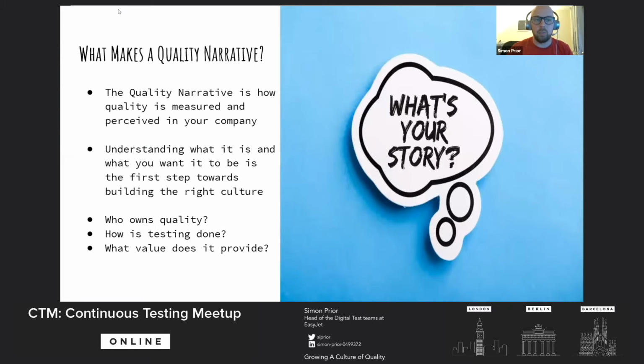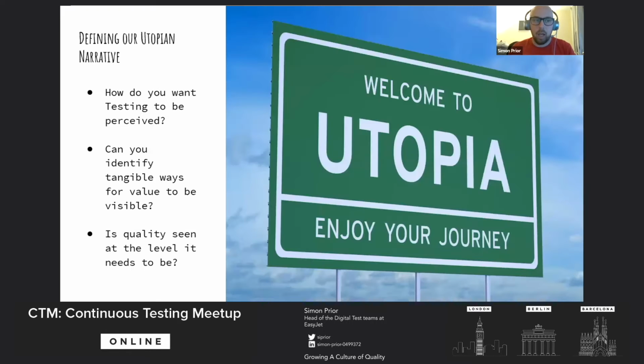So this is where the idea of a quality narrative comes in. It really is how quality is currently measured and perceived within your company. It's understanding where you are now and where you want to get to. There are 3 key questions that I use in this: who owns the quality, how is quality done, and what value does it provide? So you do your basic one, where you are now, and then you do where do we want to get to? What's our ultimate aim?